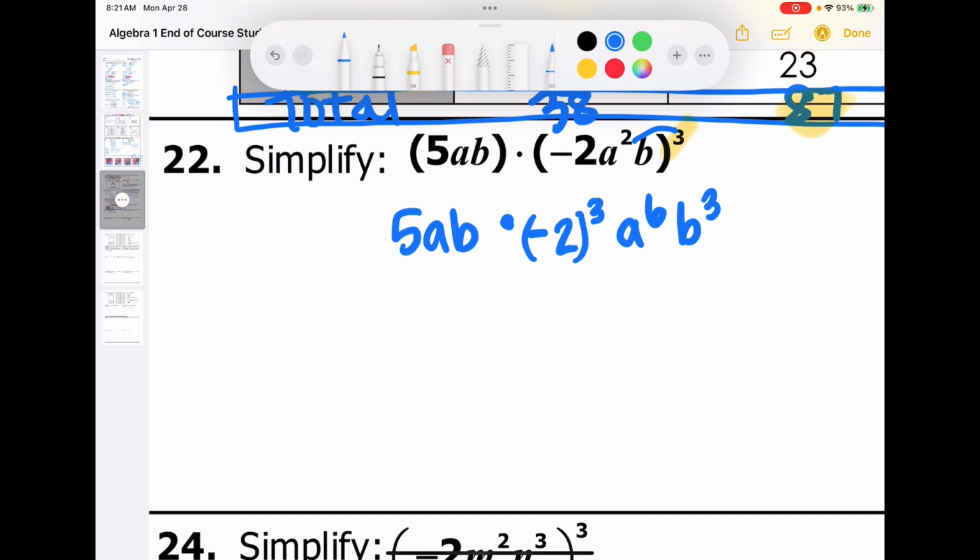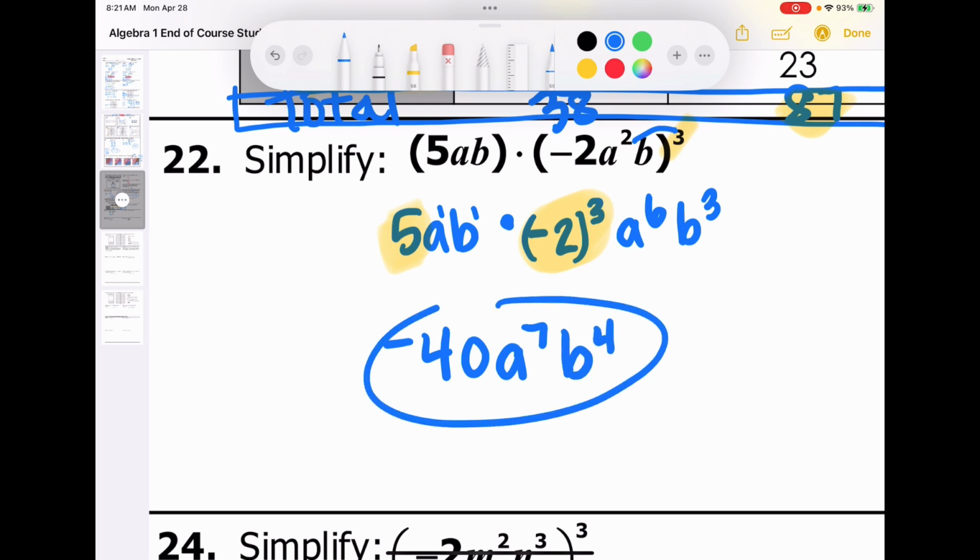All right, so now we have two things being multiplied with exponents. So my numbers in front, my bigger numbers, my coefficients, we just multiply those together. So 5 times negative 2 to the third power is negative 40. And then for my variables, I add my exponents. So these both have a 1 exponent. So when I add, it would be 1 plus 6, which is 7. And then 1 plus 3, which is 4. So this would be our final answer.